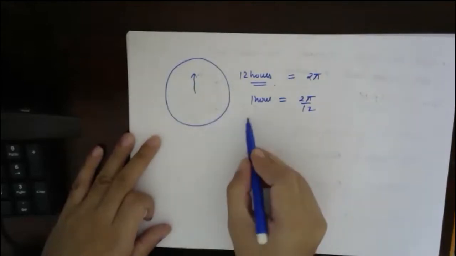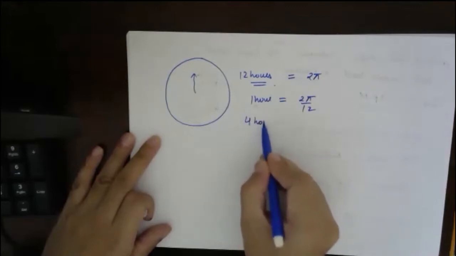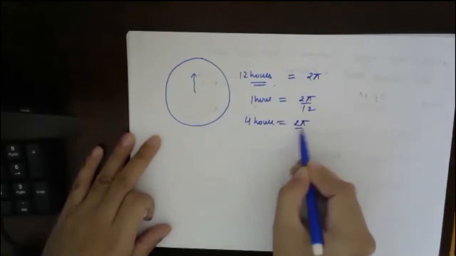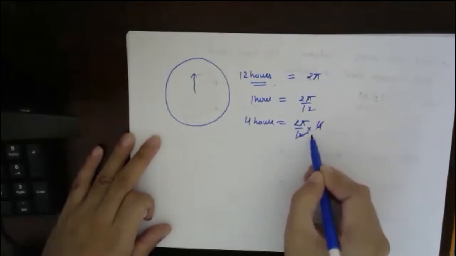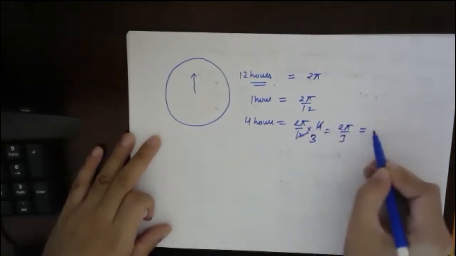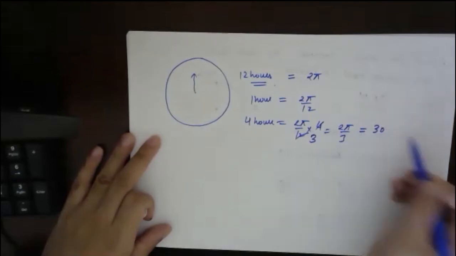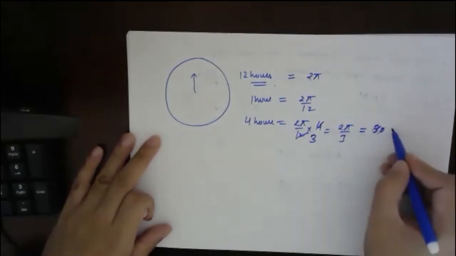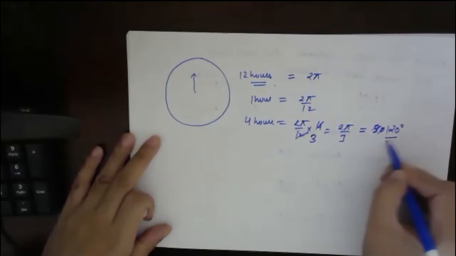So at 4, how many hours has passed? 4 hours. So in 4 hours, it will be 2 pi by 12 into 4. So this will simply become 3. So this is 2 pi by 3. 2 pi by 3 is also equal to, sorry, 120 degrees.